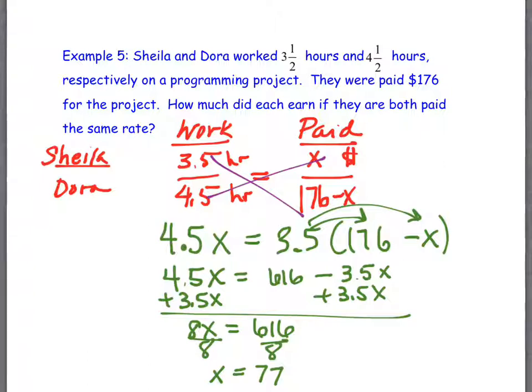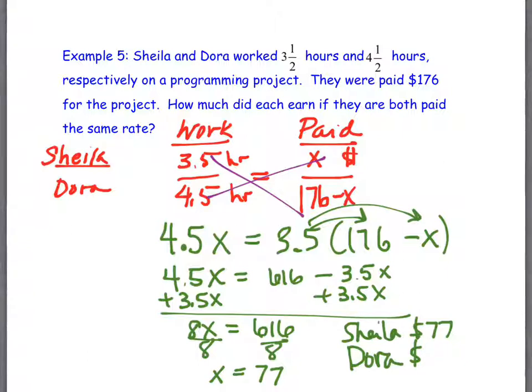What is 77? The amount Sheila made. Because let's go back to the question. How much did each earn? So that's what we have to answer. So Sheila earned $77.